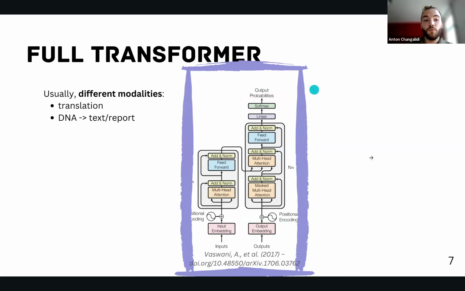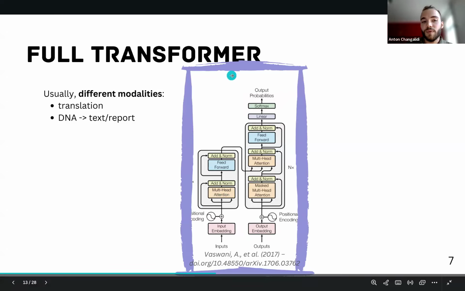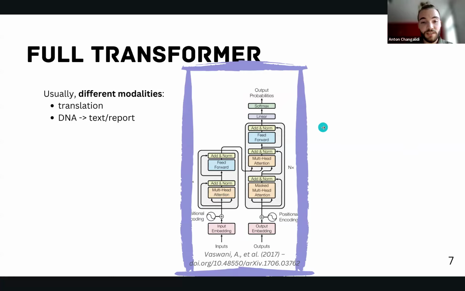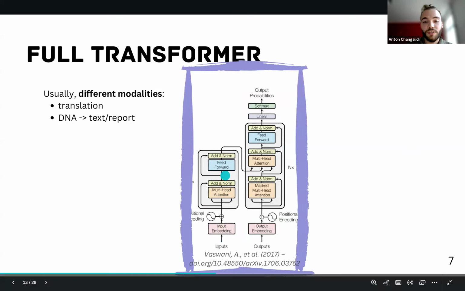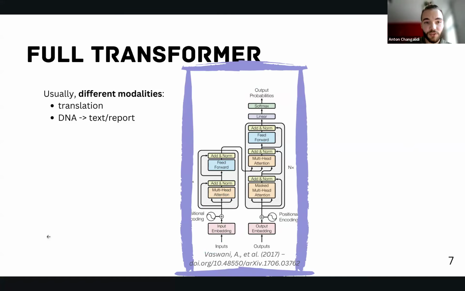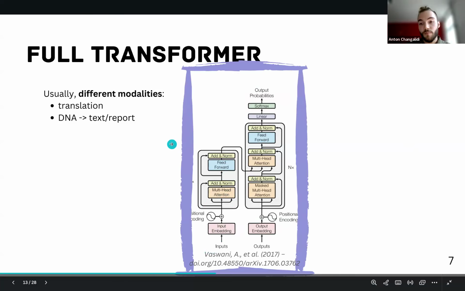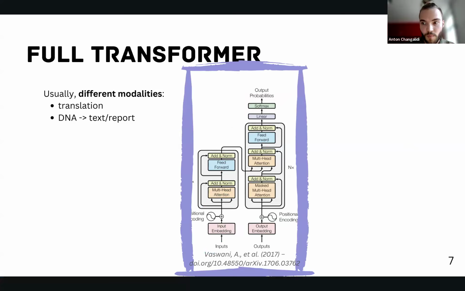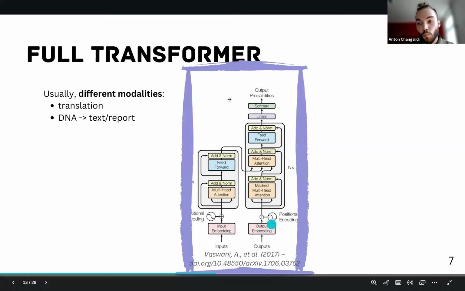And also you can use the full transformer. Usually it is used if you have different modalities. So for example, for translation, if you have one language, you can encode this language to the space and then from this space decode to another language. Or from DNA, make a report. So in this case, you can use the full transformer model. And yeah, this is basically how transformers work and why they work so well.